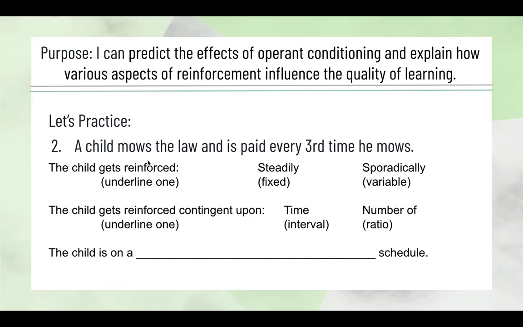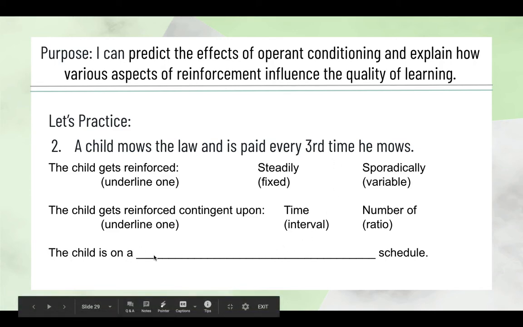The next one: a child mows the lawn and is paid every 3rd time he mows. Again, is this steady or sporadic? Well, this would be steady because it's every 3rd time. If I had said something like might be paid the 3rd time, might be paid the 5th time, that's going to be sporadic. And is it based on time or the number of responses? In this case, it's the number of, because he actually has to mow 3 times in order to get that. So the child is on a fixed ratio schedule.